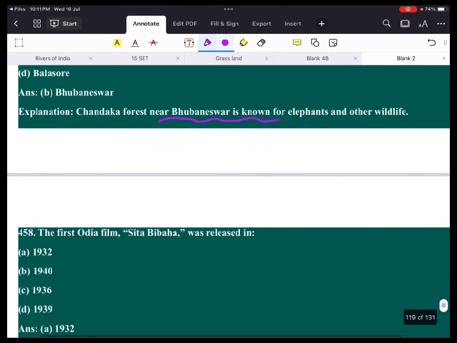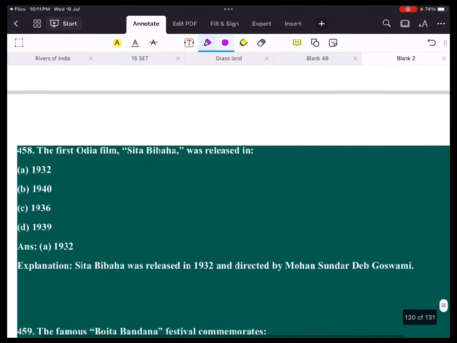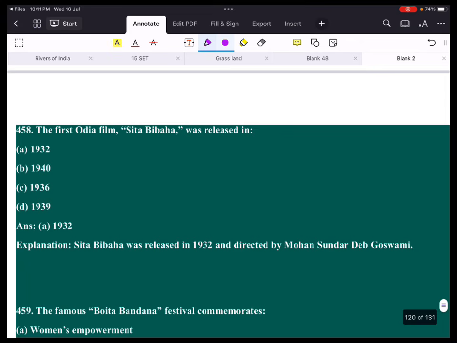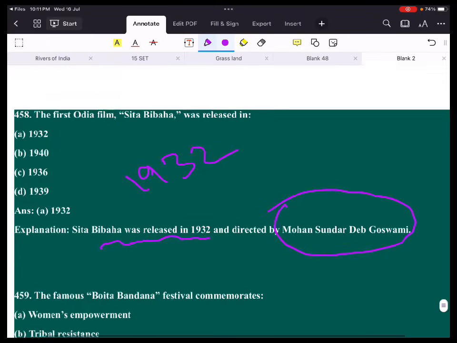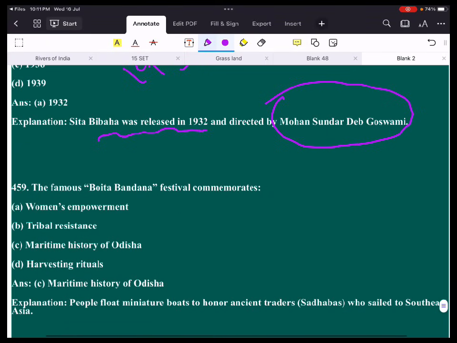Chandaka forest near Bhubaneswar is known for elephants and other wildlife. The first Odia film, Sita Bibaha, was released in the year 1932. Sita Bibaha was released in 1932 and directed by Mohan Sundar Dev Goswami. The famous Boita Bandhana festival commemorates the maritime history of Odisha.